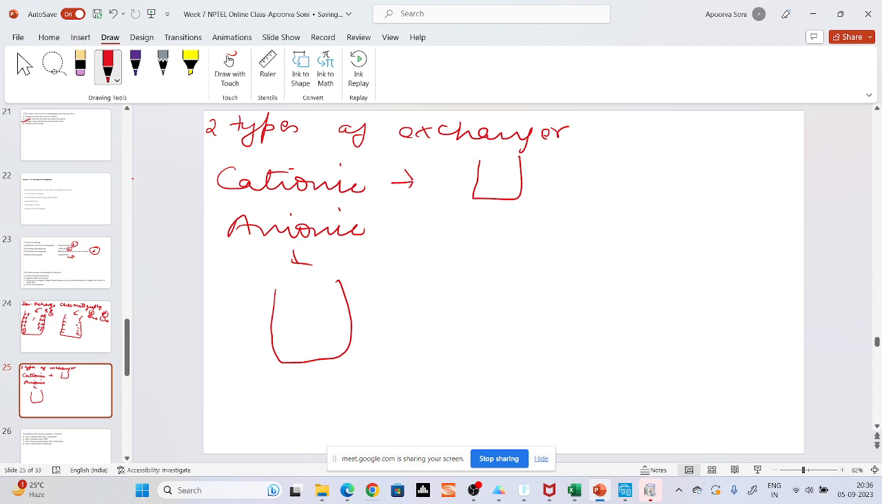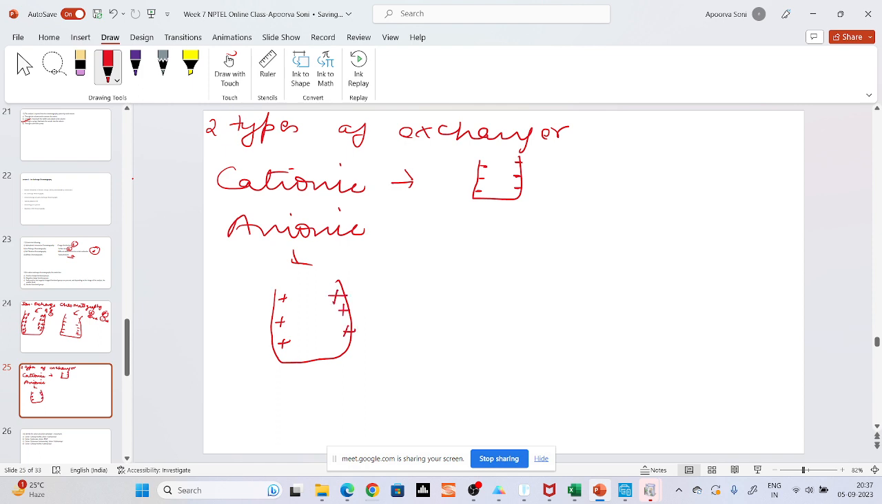Plus or minus? Ma'am, in cationic exchanger, there is a plus charge. No. Cationic exchanger will have a minus charge, negatively charged. Anionic exchanger will have a plus charge. Now, can anybody explain why?